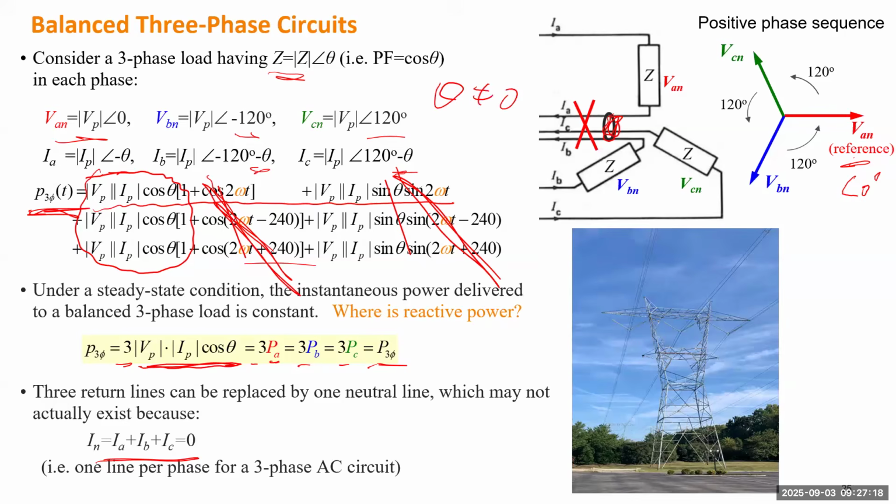If we assume theta is non-zero, the current will be lagging the voltage. So there will be reactive power, right? The reactive power is equal to the apparent power multiplied by sine theta. So there should be a term which is 3 times apparent power multiplied by sine theta. That should be the 3-phase reactive power. But for this case, it's gone. Any thought?